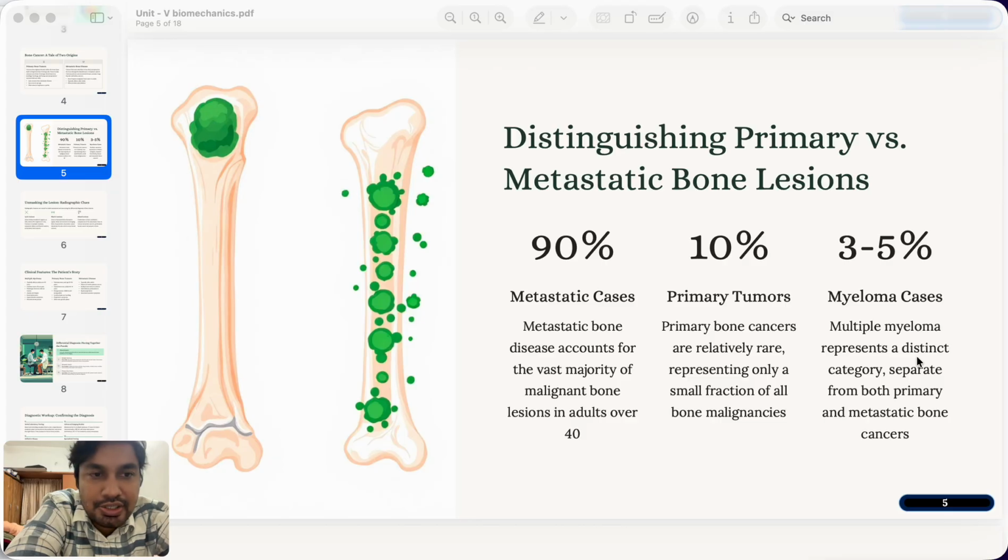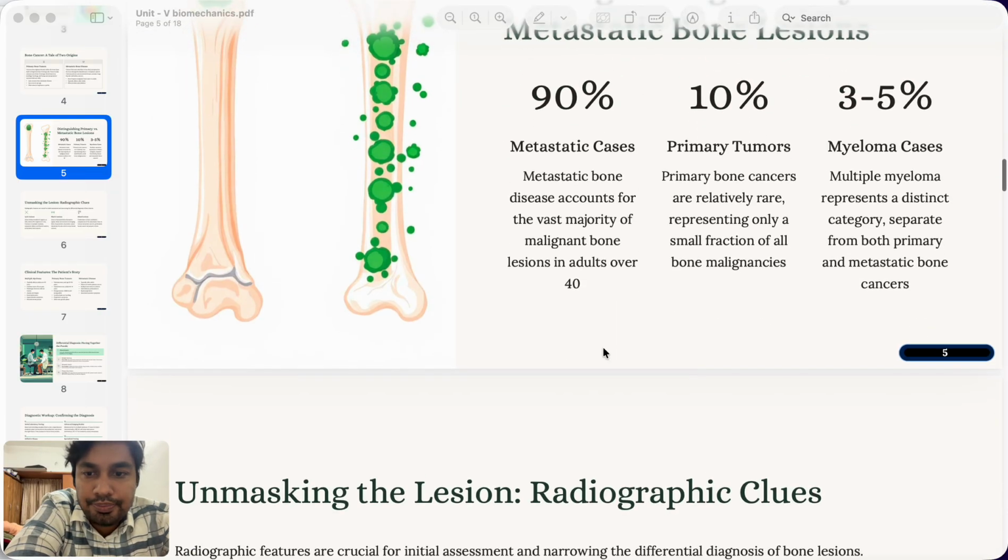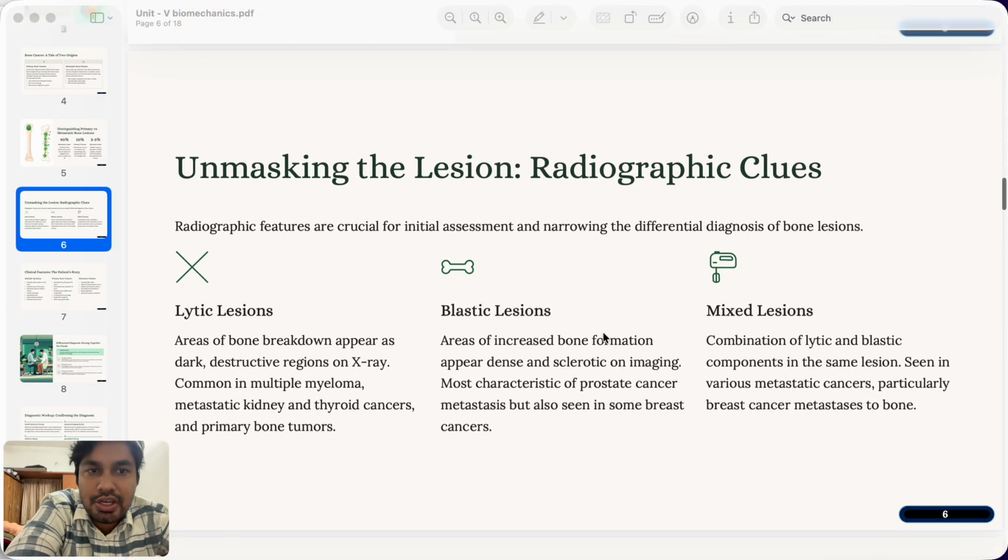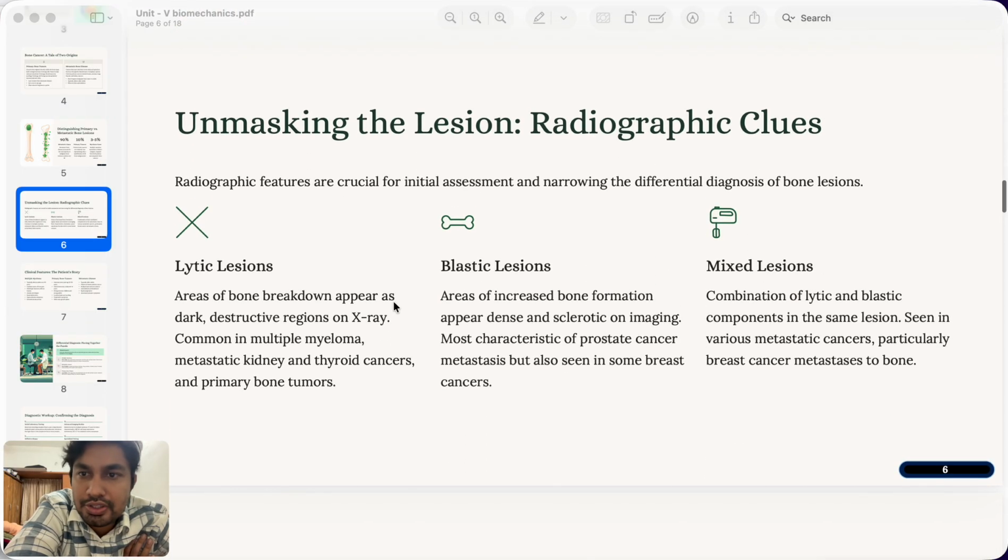Multiple myeloma represents a distinct category which separates both the primary and the metastatic bone cancers. If you look at unmasking these lesions through radiographic clues, the first is lytic lesions, then blastic lesions, and then mixed lesions. In the lytic lesion, areas of bone breakdown appear as dark destructive regions on x-ray, as I showed you in some images in the classroom. This is very common in multiple myeloma. Metastatic kidney and thyroid cancers will also be part of it. So this is case number 1.